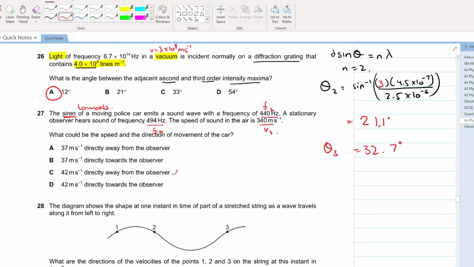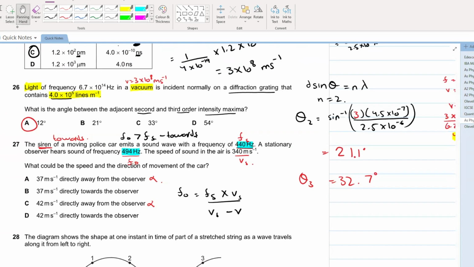I know that it wouldn't be away, it will be towards. Why? Because the frequency observed is greater than the frequency of sound. Beta, if your frequency observed is greater than the frequency of the source, always remember you are moving towards the observer. How can you calculate the velocity? Very easy. Frequency observed is equal to the frequency of sound multiplied by the speed of sound divided by the speed of sound minus the speed of the source.